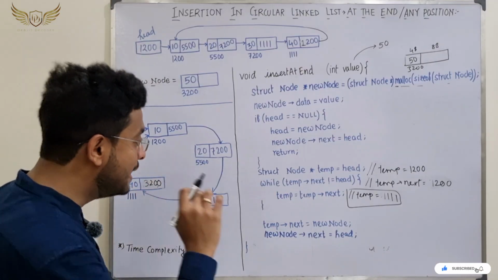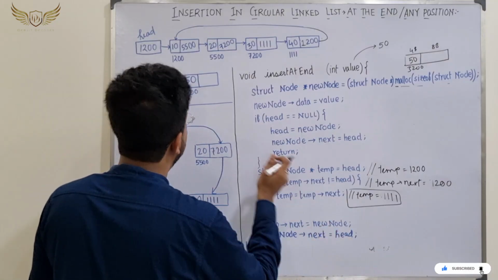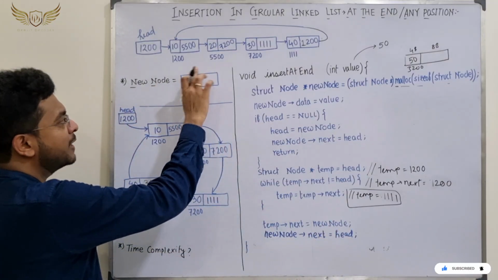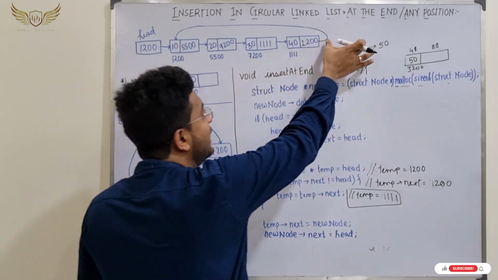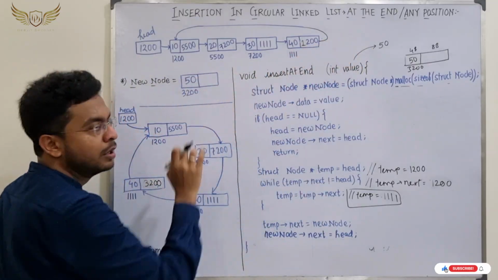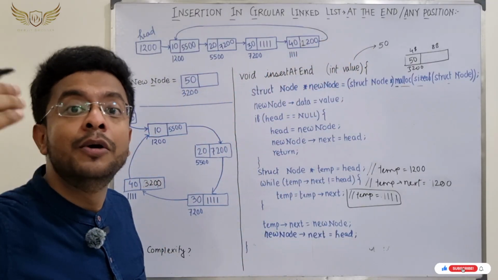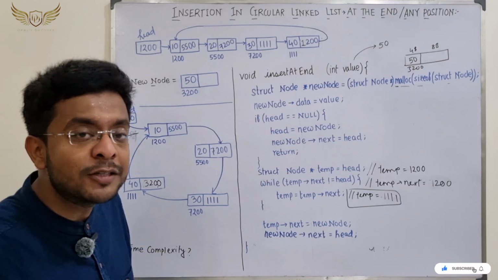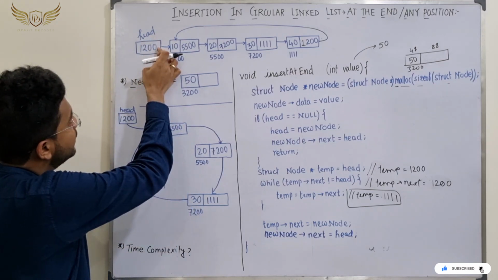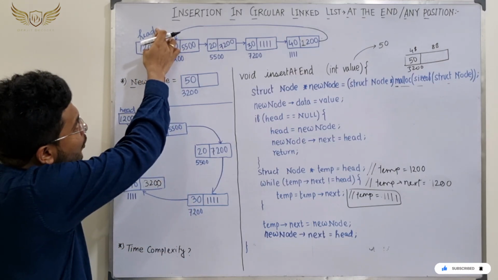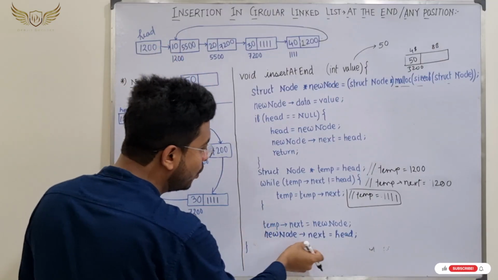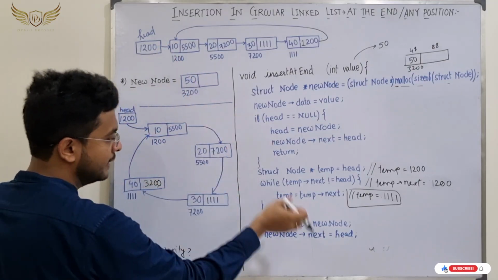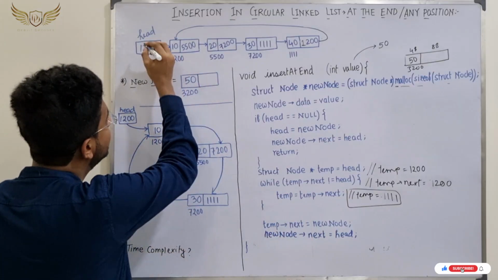Cool enough? Now new node arrow next, because if you see new node has been there but the next part is empty, we need to modify it with something, because if it is inserted at the end, what should this particular thing hold? The address of the first node. And who is holding the address of the first node? The head. Right? So if we can simply copy the value of head here, then it would be done. So what we are doing? New node arrow next is equal to head. So it would be 1200.